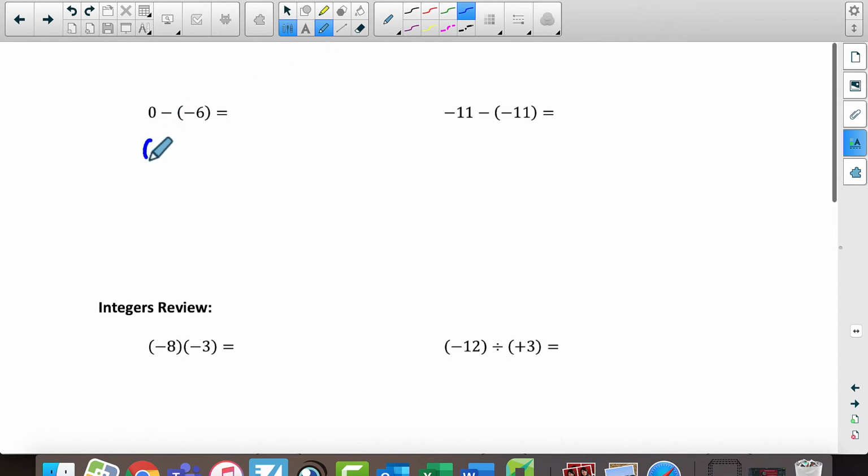All right, keep the first number the same. Even if it's 0, doesn't matter. We don't want to subtract. We want to add. And we have to add the opposite of negative 6, which is positive 6. 0 plus 6 is 6.